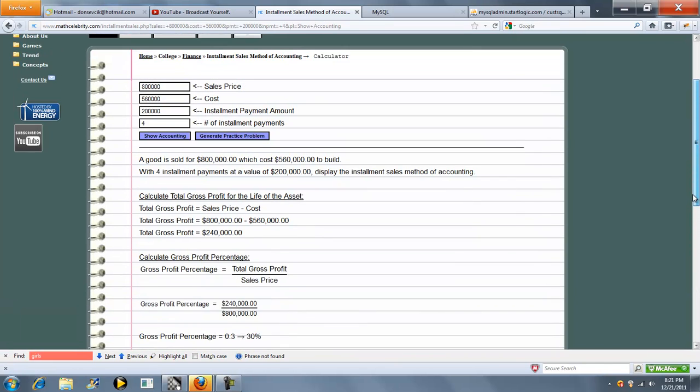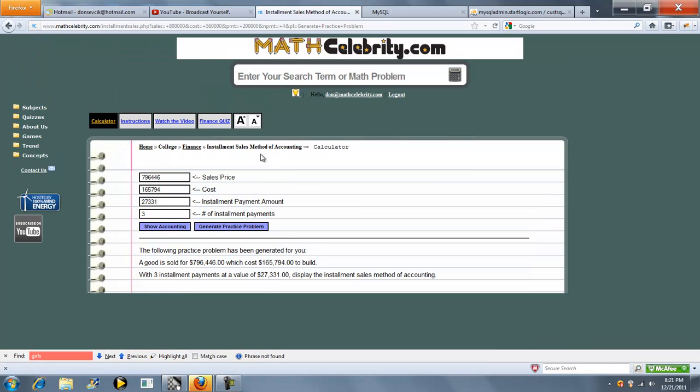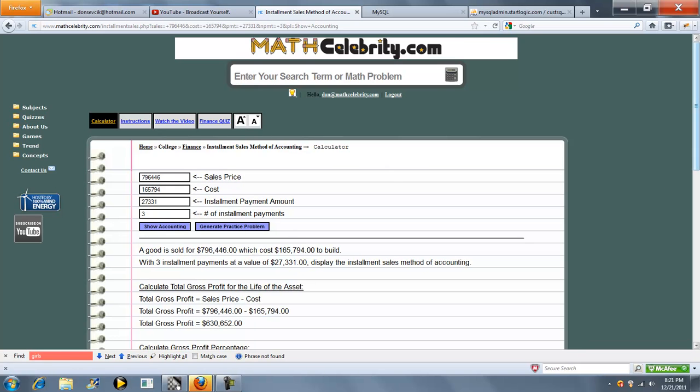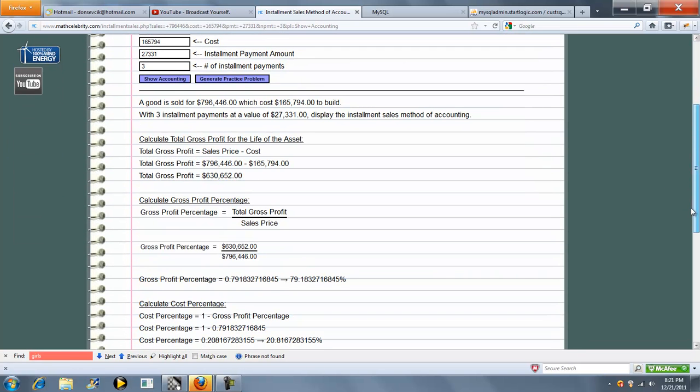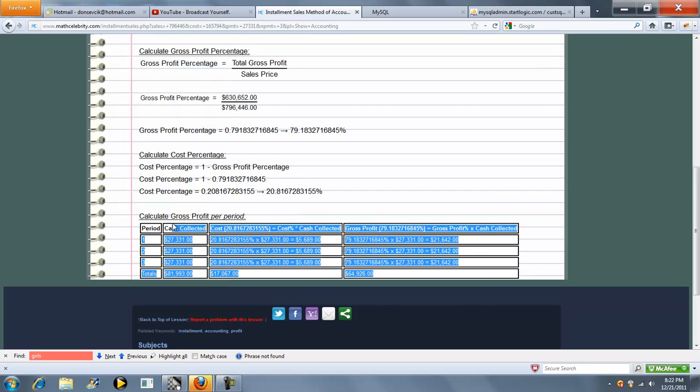So we'll go ahead and run one more problem, and we'll actually let the generate practice problem generate a random problem for us. So we'll go ahead and press that. So we'll do show accounting. So we got our total gross profit for the life of the asset, gross profit percentage, cost percentage, and finally our table of values.